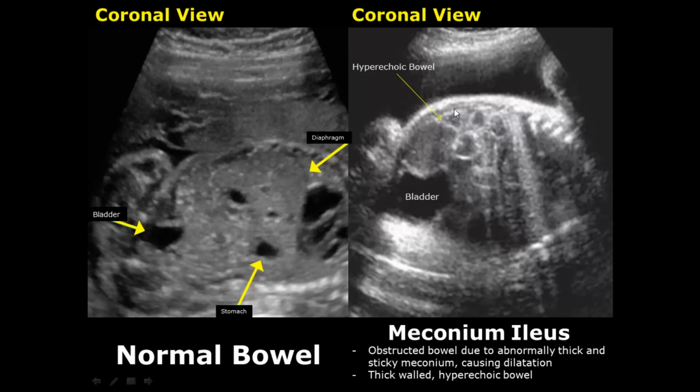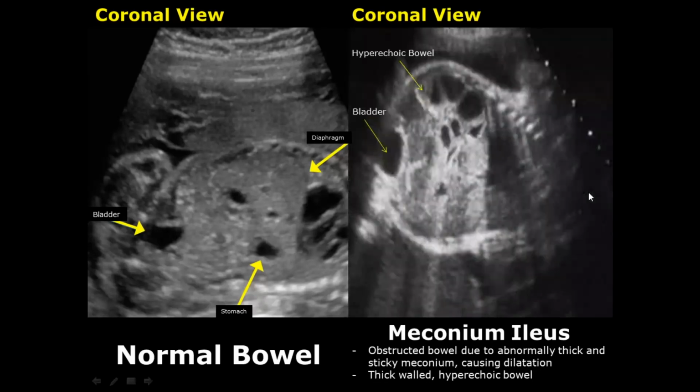Here you can see hyperechoic bowel walls, very prominent. In this image you can see dilated obstructed bowels and hyperechoic bowels as compared to the normal bowel. You can see the increase in echogenicity.